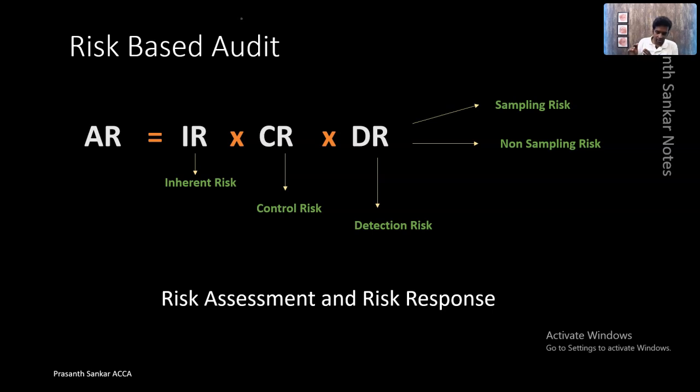Now, audit risks are divided into three categories. AR means audit risk. Audit risk is divided into three categories: inherent risk, control risk, and detection risk. So inherent risk, control risk, and detection risk.